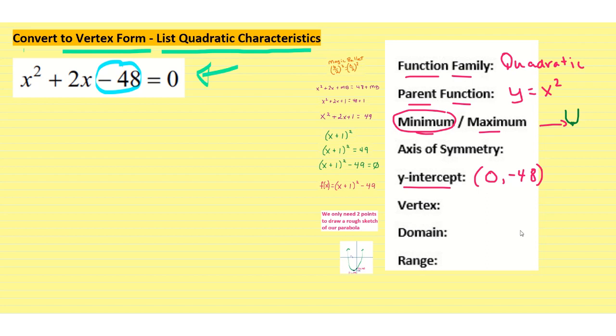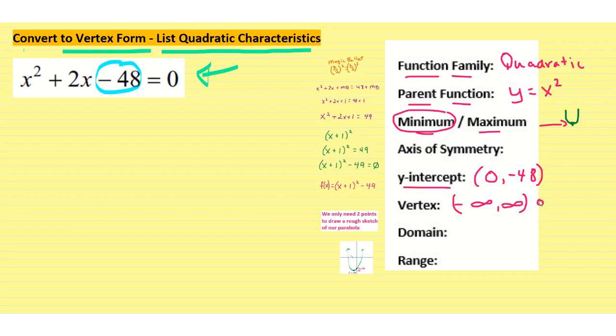The domain. Okay, so for all parabolas, whether we've got a happy parabola or an unhappy parabola, it doesn't make any difference because it's going to go on forever that way and forever that way. And what we know about things that go on forever to the left is that it's negative infinity. So it's going to go on forever and ever in a negative infinity direction. It's going to go on forever and ever to the right in a positive infinity direction. And we write that in interval notation like that.